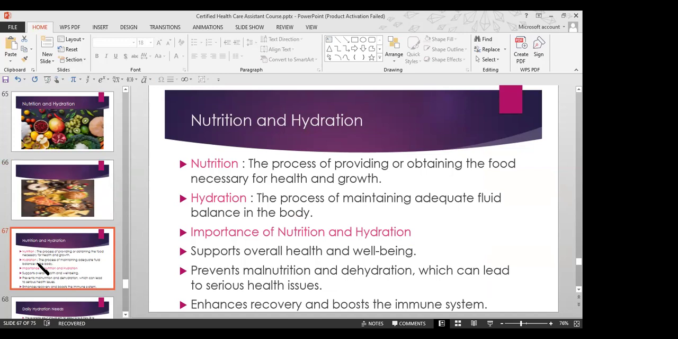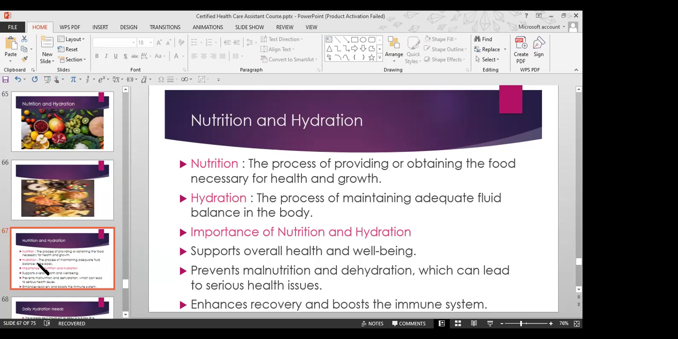So what is this nutrition? We are talking about nutrition and hydration. What is nutrition? Now, the process of providing and obtaining food necessary for your health and for your growth. That is the A to Z of nutrition. What about hydration? Water, fluid. Anytime we hear hydrate, that's water. It is taking the sufficient fluid that your body needs daily. What about your patients?